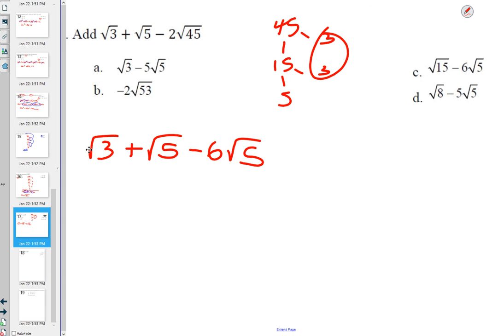Now can I combine any of these? Yes, I can. They both have a square root of 5. I drop down the square root of 3. What's in front of the first square root of 5? Positive what? What's 1 minus 6? -5. 1 minus 6 is -5.